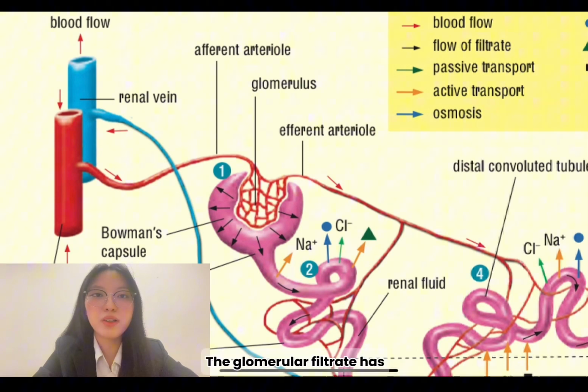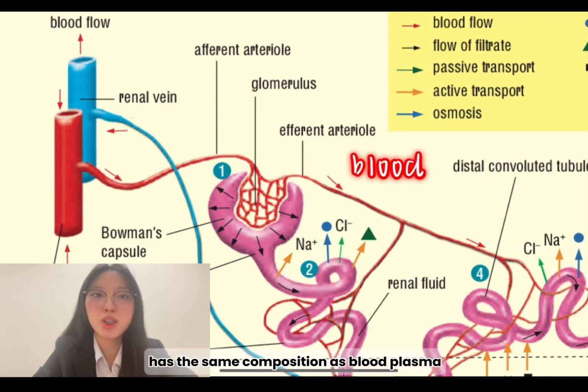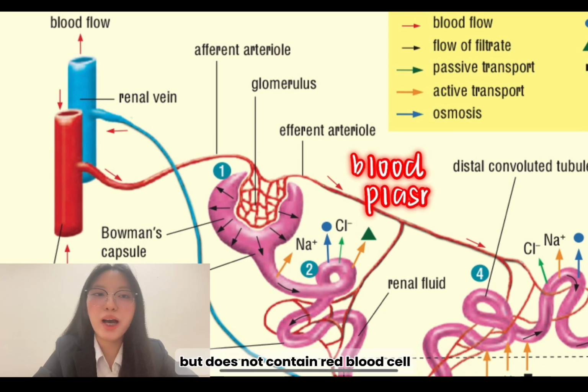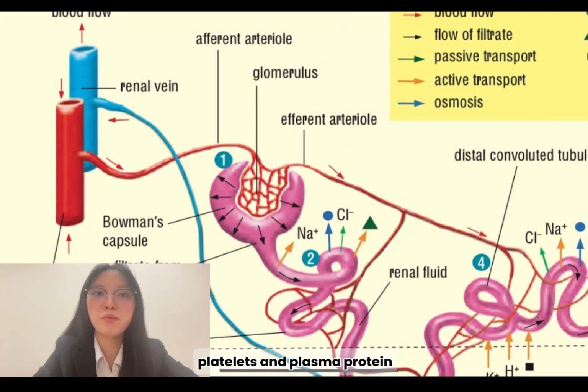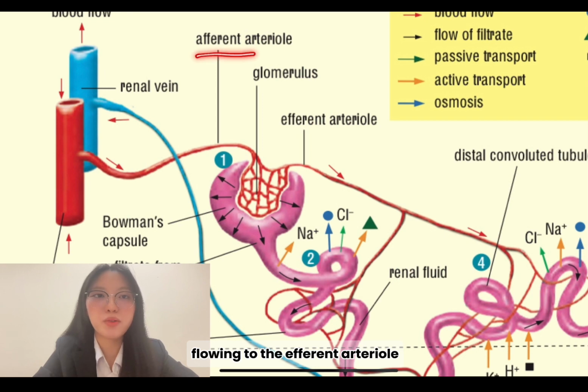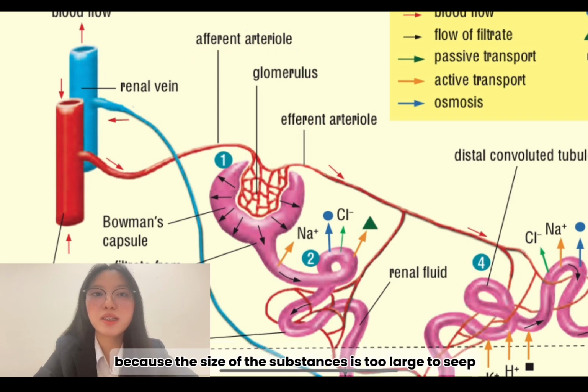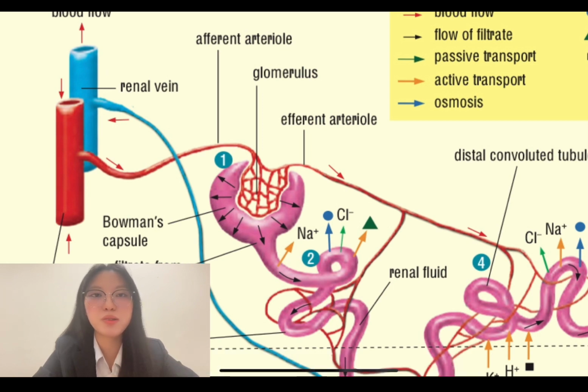The glomerular filtrate has the same composition as blood plasma but does not contain red blood cells, platelets, and plasma protein. Red blood cells and plasma protein remain in the blood, flowing to the efferent arteriole, because the size of these substances is too large to seep out of the glomerulus.